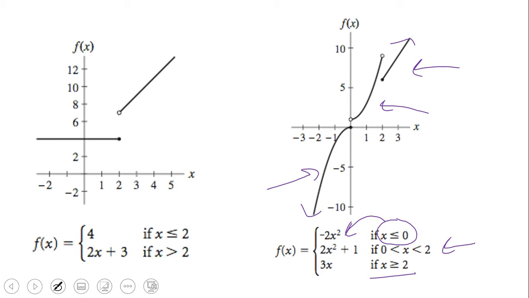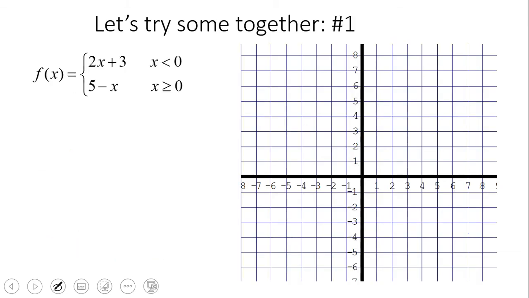There are ways to do piecewise functions on the graphing calculator, although they are a little bit complicated. So my advice would be to just do it old school by hand. Speaking of by hand, let's go ahead and do a couple of these together. So I'll start us off with a nice easy one here.